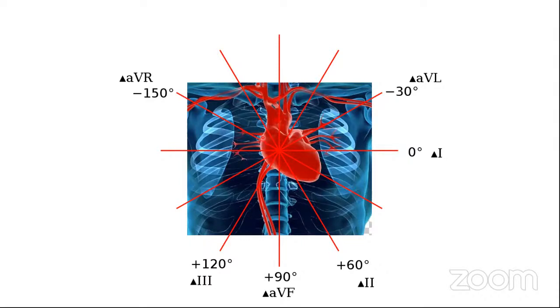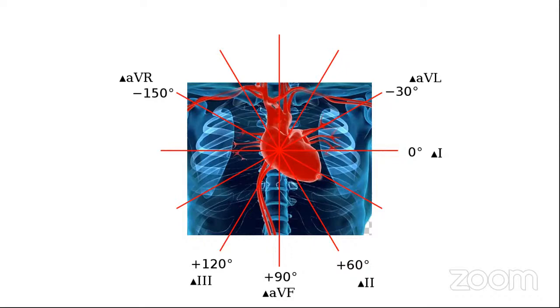So the normal path of electricity moves in this direction, sort of like top right to bottom left. So again, from the SA node down to the AV, down towards the apex of the heart and pulse.